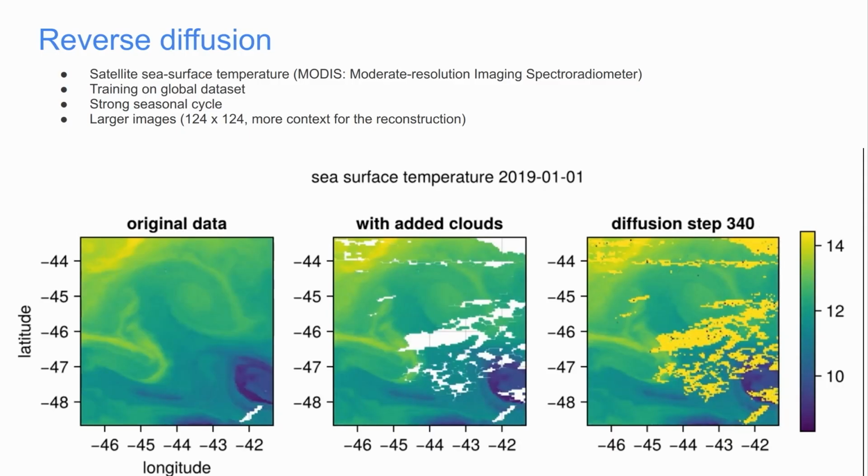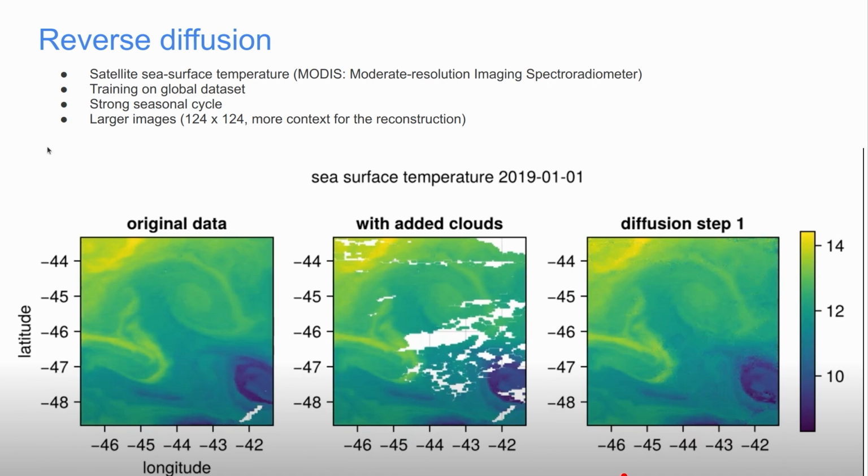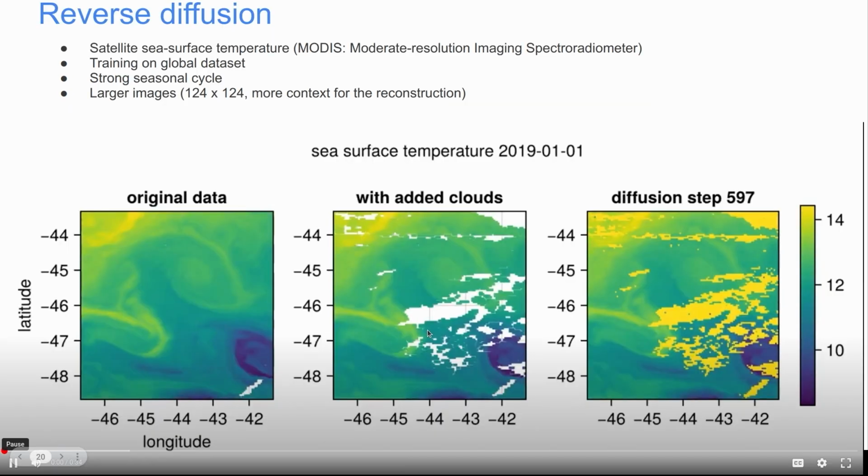Okay, so this is just an animation where I applied this technique to a larger data set, which is MODIS surface temperature for the whole globe. So it's trained on the whole globe, and I use larger images here. Before it was 64 by 64, now 125 by 125, to give more context to the reconstruction. So what you have here is the original data, with some clouds, in this case quite few. And then we added even more clouds because we want to know how the method is actually doing. And this is where the data were replaced by noise.